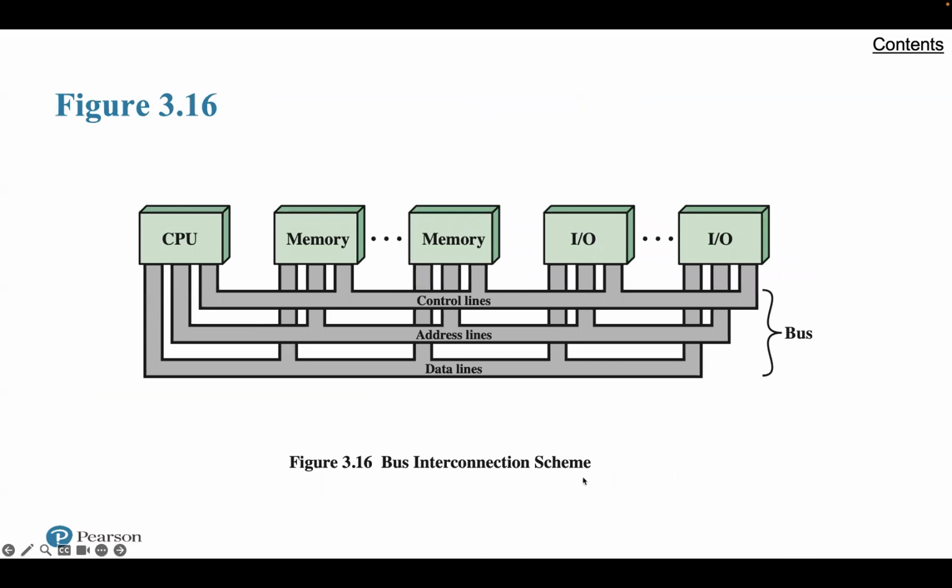Here we're seeing another illustration of the bus interconnection scheme. The memory, the CPU, and the I/O are all connected. We're seeing the control lines, the address lines, and the data lines. All of these need to be connected to each one of these three major modules: the CPU, the memory, and the I/O. You can have multiple memory modules, and you can have multiple input and output devices, and we're trying to give an illustration of what that would look like with that figure.